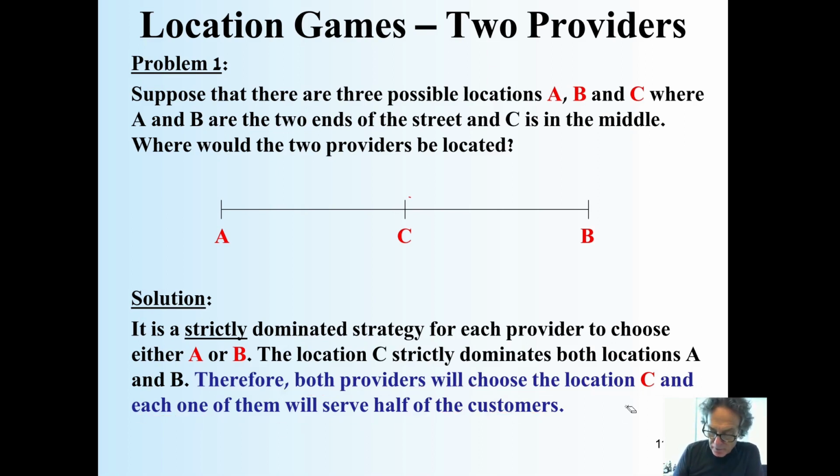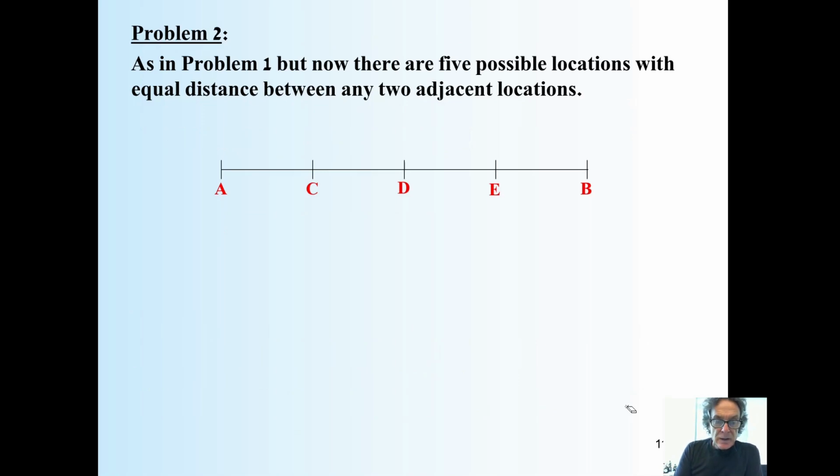Now let's move on. This is problem 1, but now there are 5 possible locations with equal distance between any 2 adjacent locations. So the distance between A and C equals the distance CD equals the distance DE equals the distance EB. And now I want to see where should the two providers, as before, be located?